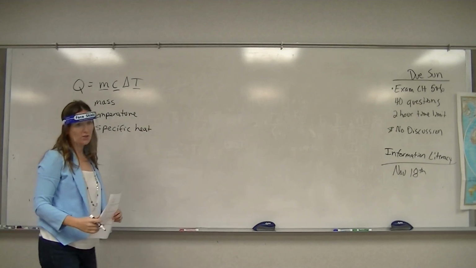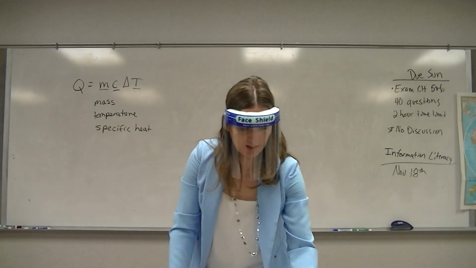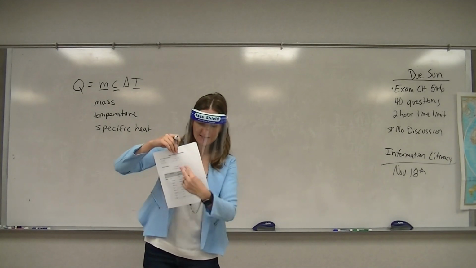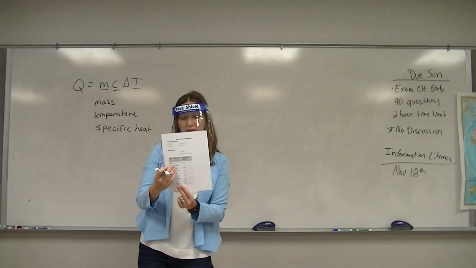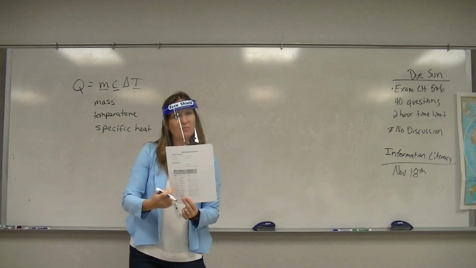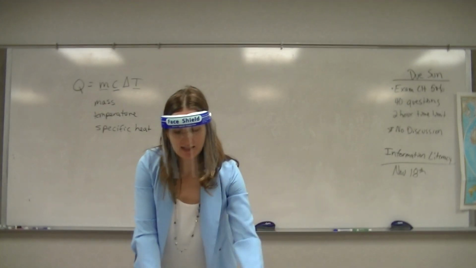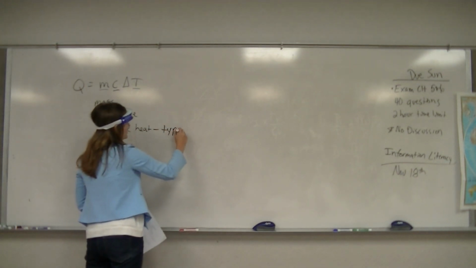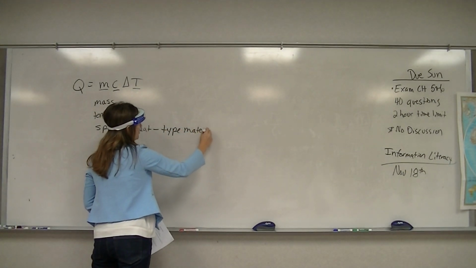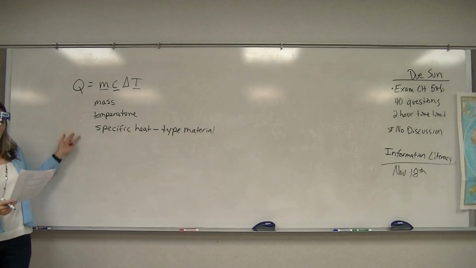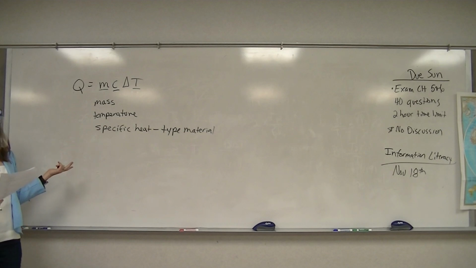And remember, when we looked at specific heat, originally in Chapter 5, we had a table that had a list of specific heats. And those specific heats were dependent upon the substance, the type of material. So specific heat is dependent upon the type of material. What's the material made of? What substance we're looking at. So you can use the equation to kind of help you with the concepts as well.